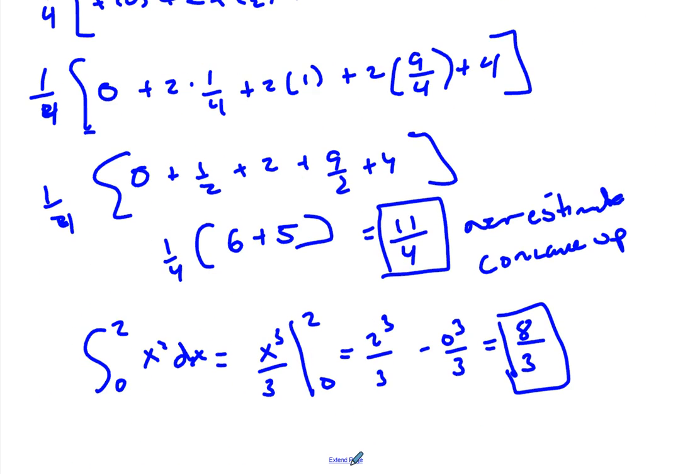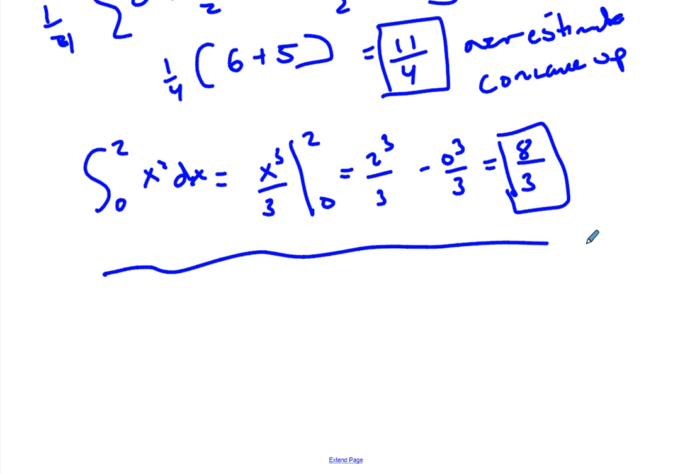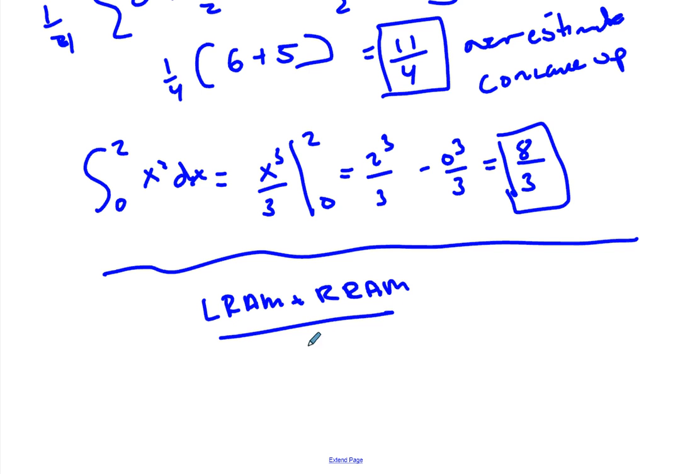Another little trick that you may or may not know is that the trapezoidal rule is actually the average of the left Riemann sum and the right Riemann sum. It's the average of those two. If you wanted to know that, it's another little trick that you can do as well.